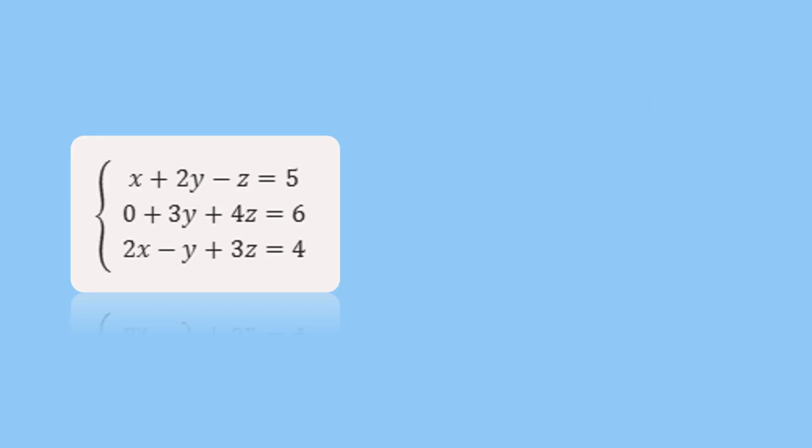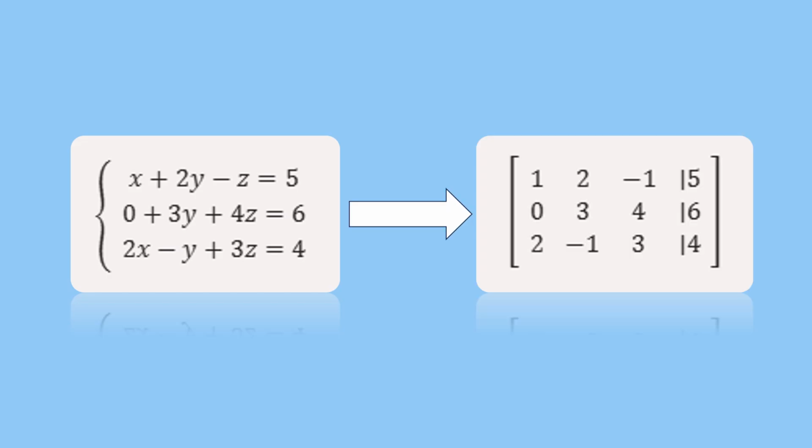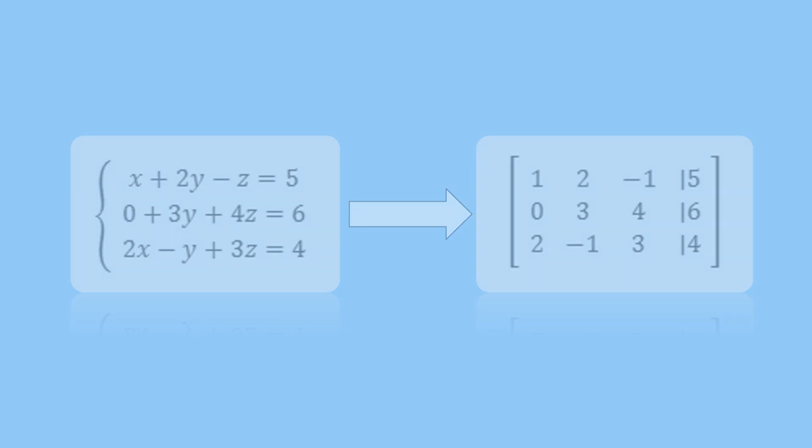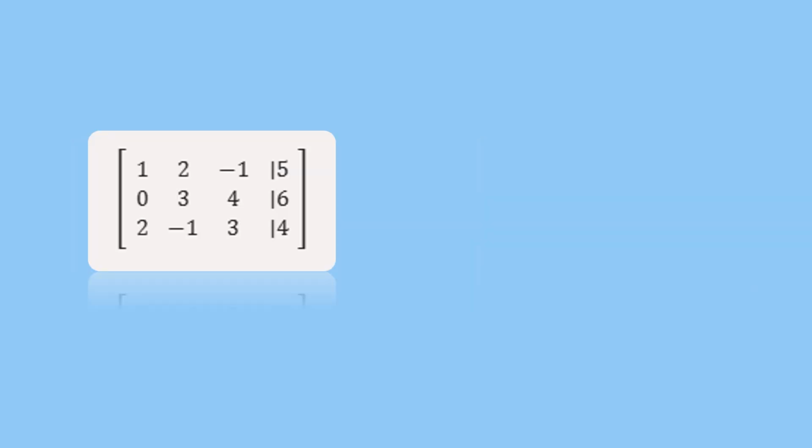Let's solve this equation step by step using the Gaussian elimination method. The first step is to rewrite the system in a structured format known as an augmented matrix. Since the leading value in the first row is already 1, no modifications are needed for the first column.